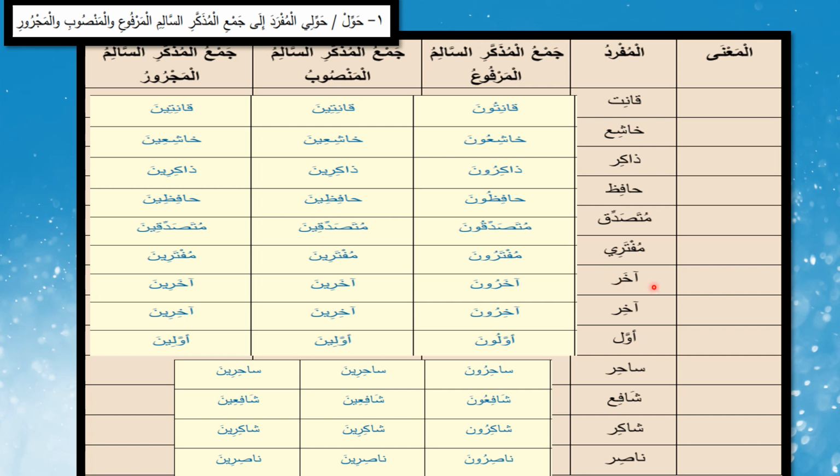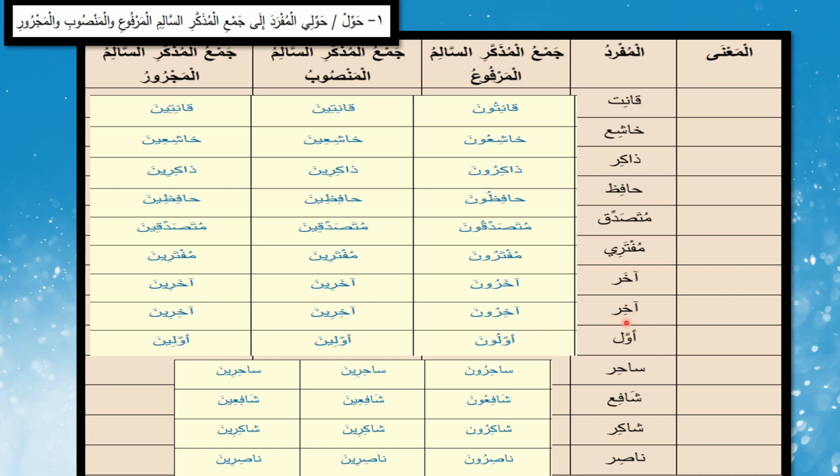Akhar means the another. Akhara means the another. And akhara is used for male. And what is it used for feminine? Ukhra, with the alif makhsura at the end. So akhara, akharun, pay attention on the spelling. Akharun, akharin, and akharin in majroor case.